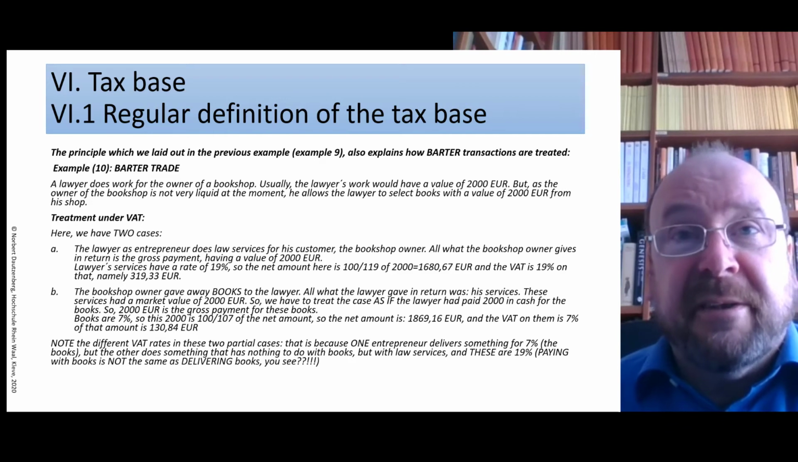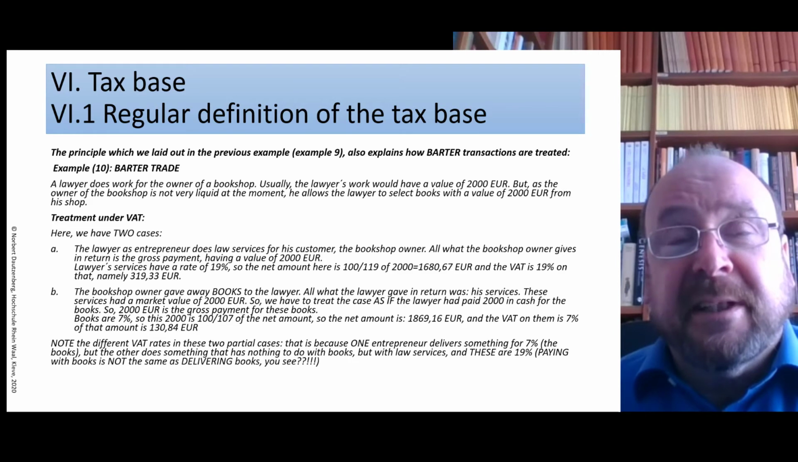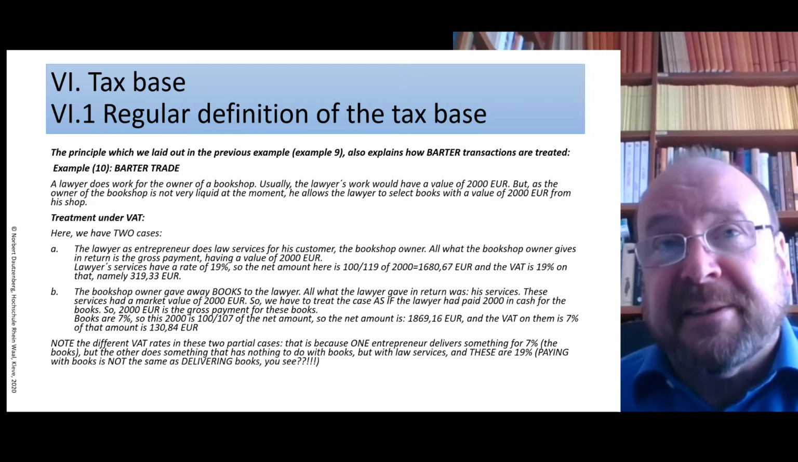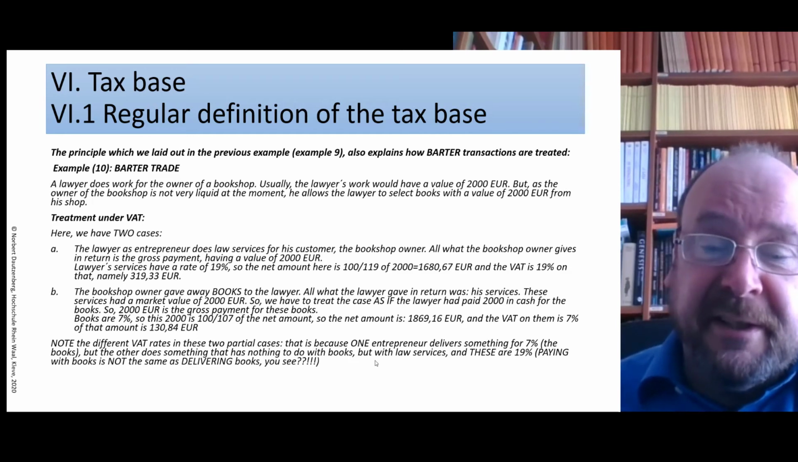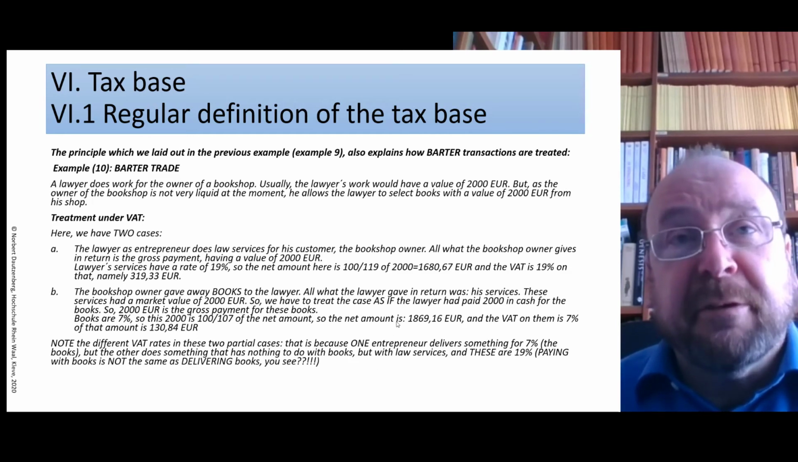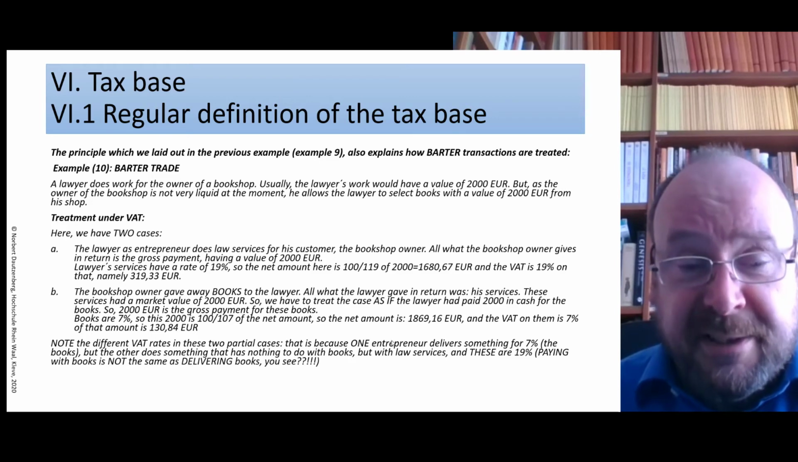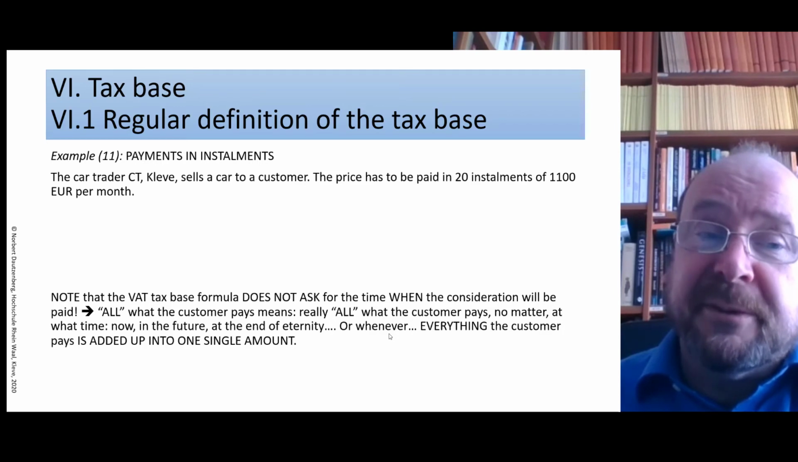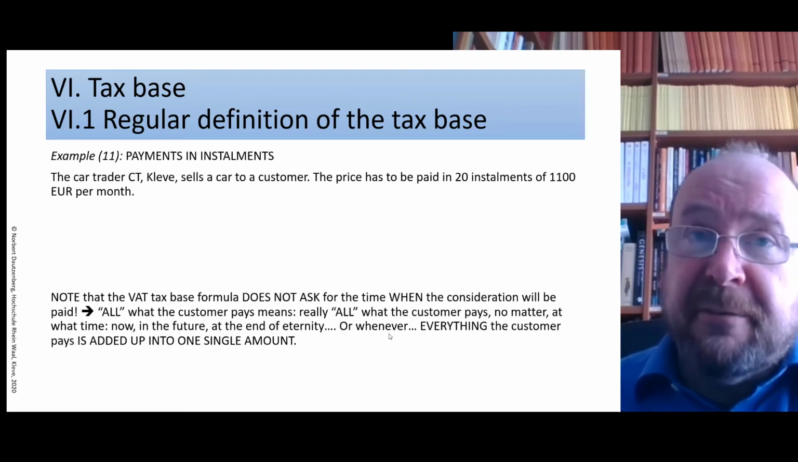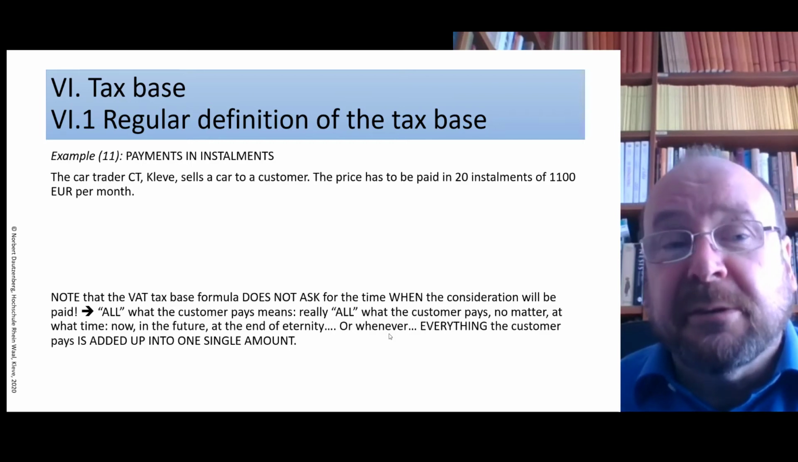The difference, by the way, in the two cases is explained by the fact that what the one person delivers is taxed only at 7%, and what the other person renders as service is taxed at 19%. And everybody pays the rate which is the appropriate one for the thing which he or she does. Yeah, payment in installments is also interesting. We have already mentioned that in a previous example shortly, but we should repeat it.